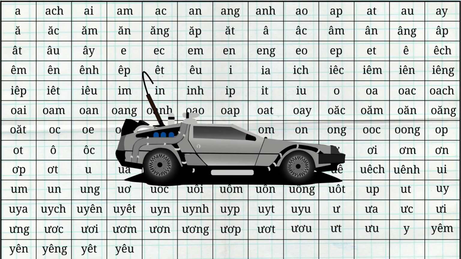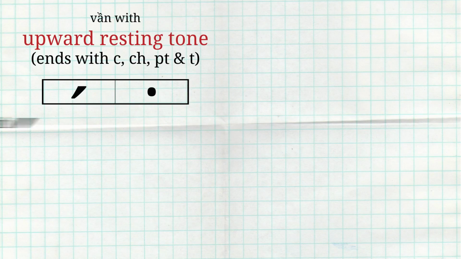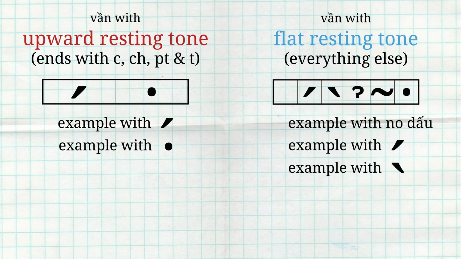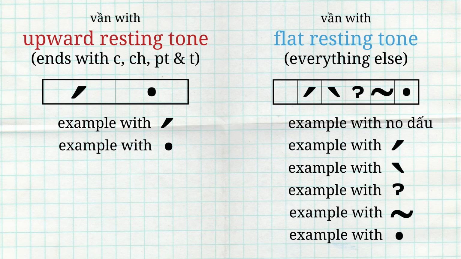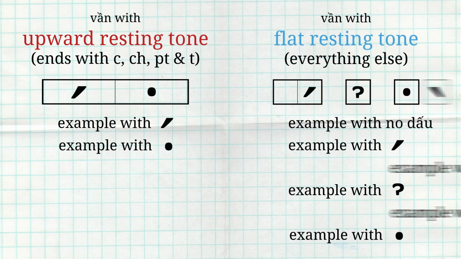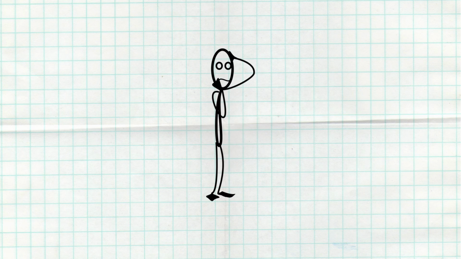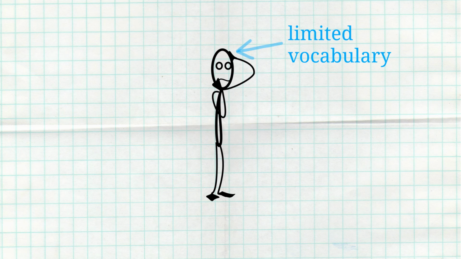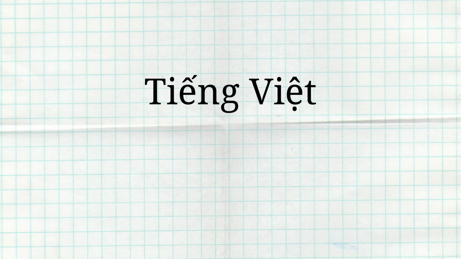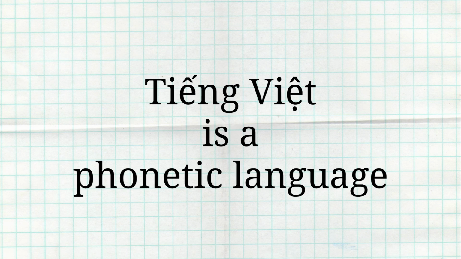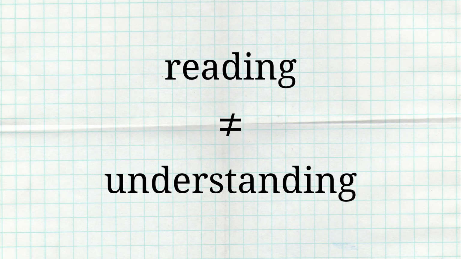So later in the course, when we start going through each vang, I'll be doing something similar where I try and provide an example with each possible dấu. But I'm going to make a disclaimer that I won't always be able to do this with each dấu, either because no words exist, or I'm unable to find a word due to my limited vocabulary. Remember that tiếng Việt is a phonetic language, so in theory you can read everything, but understand nothing. Learning to read is the easier part.